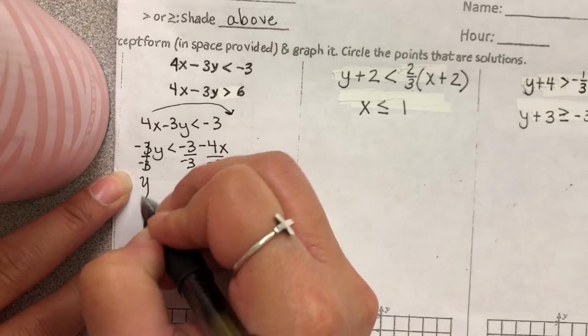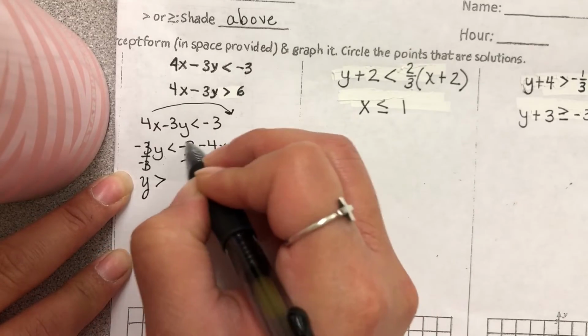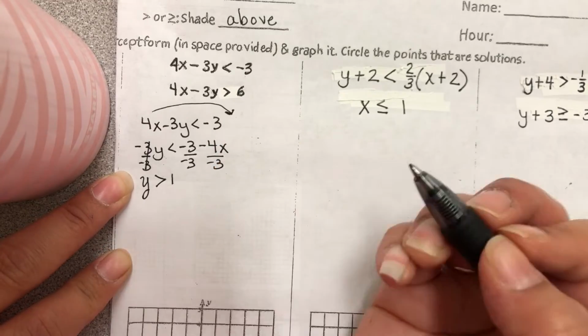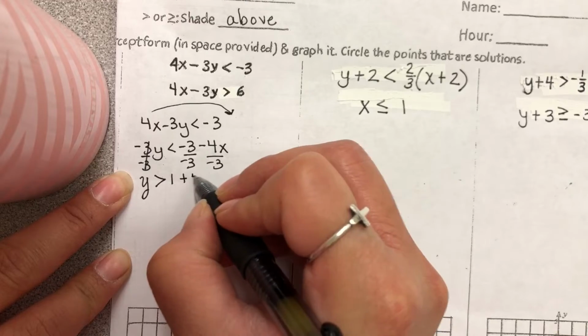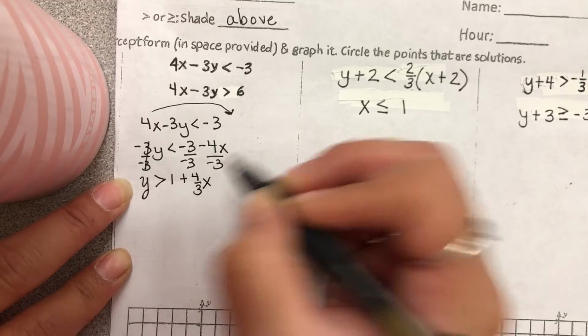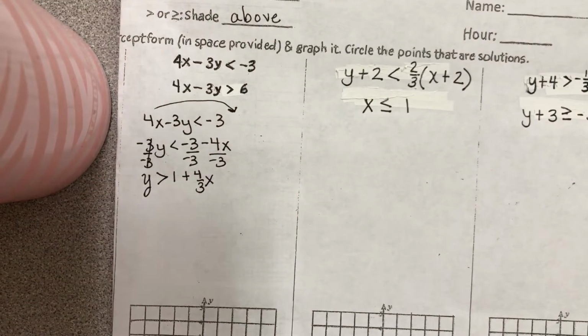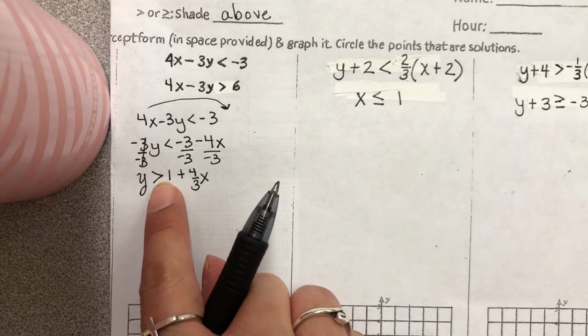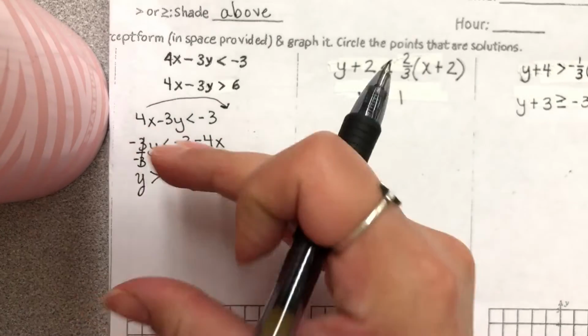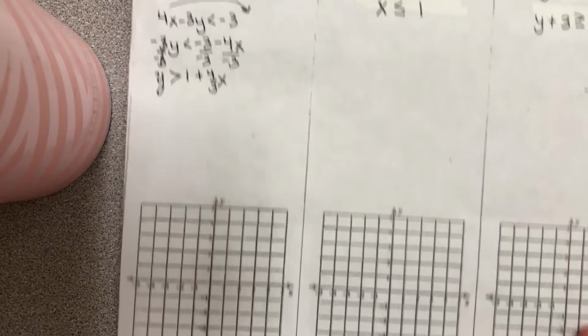So golden rule, y greater than negative and negative is just positive 1. Negative and negative is positive, but it's gonna stay. So there it is. So I know it's gonna be a dashed, and it's gonna be shaded up because I have my greater than symbol. Okay, so let me go down here to my grid.